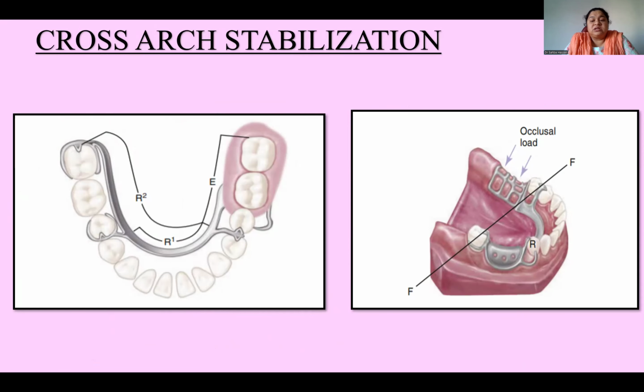In cases with cross-arch stabilization, that means see, wherever the fulcrum line is, can you see where it is written FF? That is the fulcrum line. So wherever it is passing cross arch, when the RPD is crossing both, it will stabilize both. Cross arch is important. Between two arches, that is cross arch.